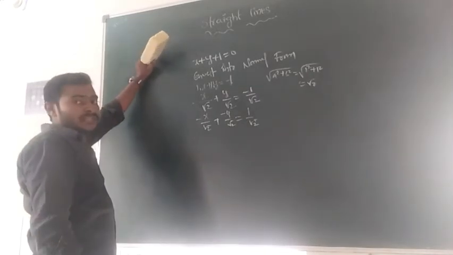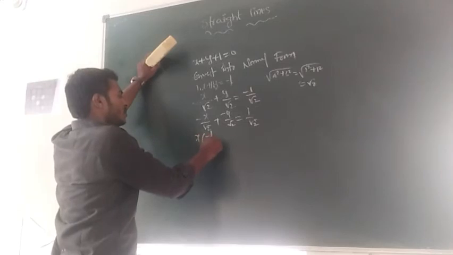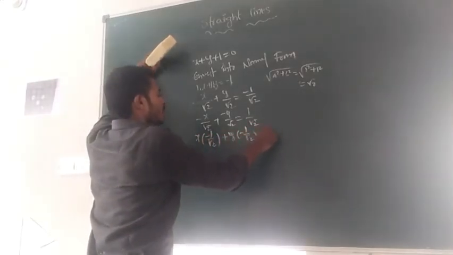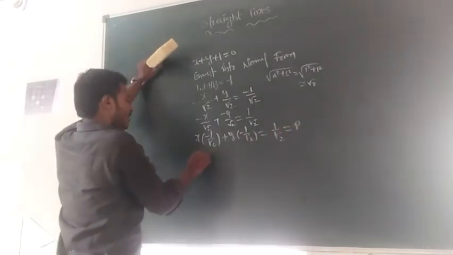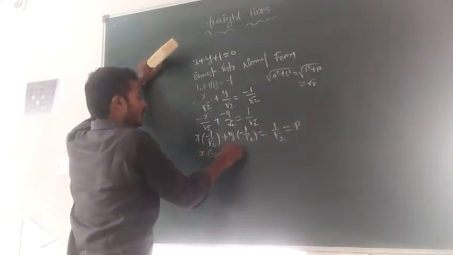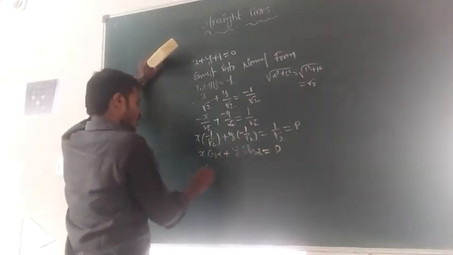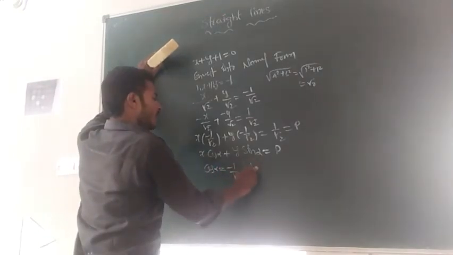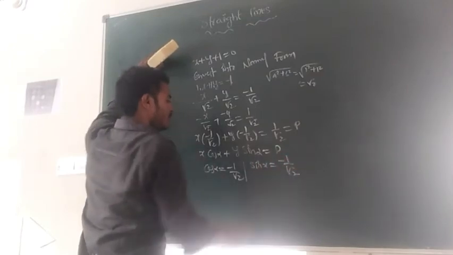Multiplying both sides by minus, we get x into minus 1 by √2 plus y into minus 1 by √2 equal to 1 by √2, which is equal to p, and this is x cos alpha plus y sin alpha equal to p. Here cos alpha equals -1 by √2 and sin alpha equals -1 by √2.